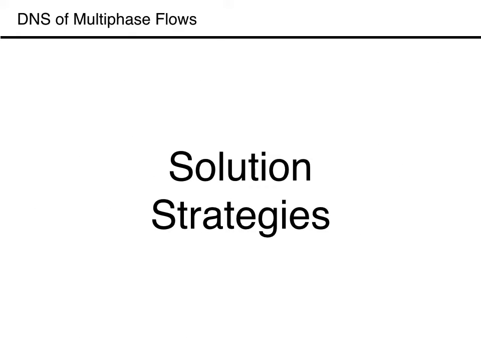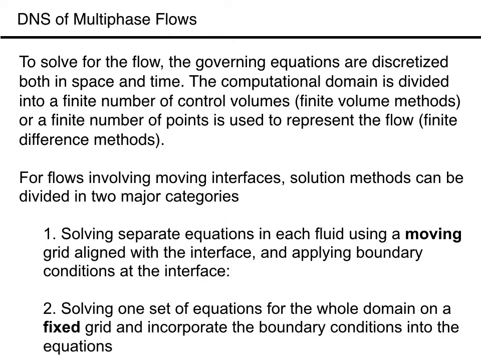Once we have the governing equations and have decided on which form, such as the integral form, to use, we need a solution strategy. There are several possibilities. To solve for the flow, the governing equations need to be discretized both in space and time. To do so, we divide the computational domain into a finite number of control volumes for finite volume methods, or use a finite number of points to represent the flow if we are using finite difference methods.